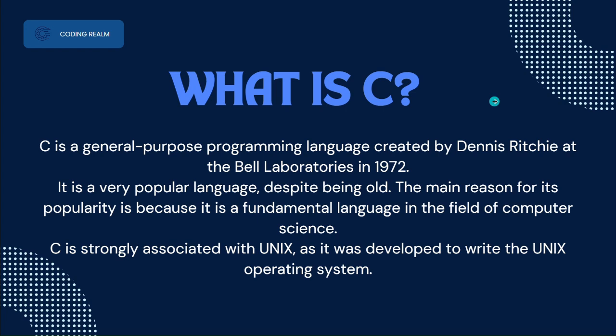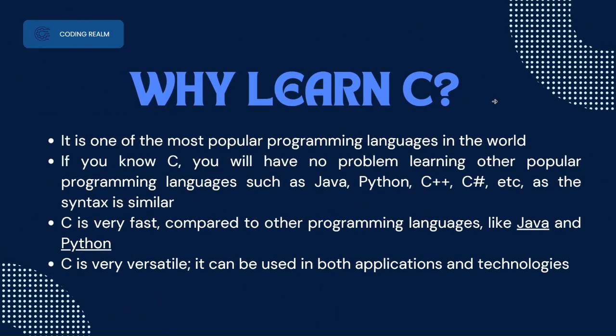Now let's see why it's important to learn C. Because C is one of the most popular languages in the world. If you know C, you will have no problem learning other popular languages like Java, Python, C++, and other languages, as the syntax is similar. C is very fast compared to other programming languages like Java and Python, and C is very versatile. It can be used in both applications and technologies.